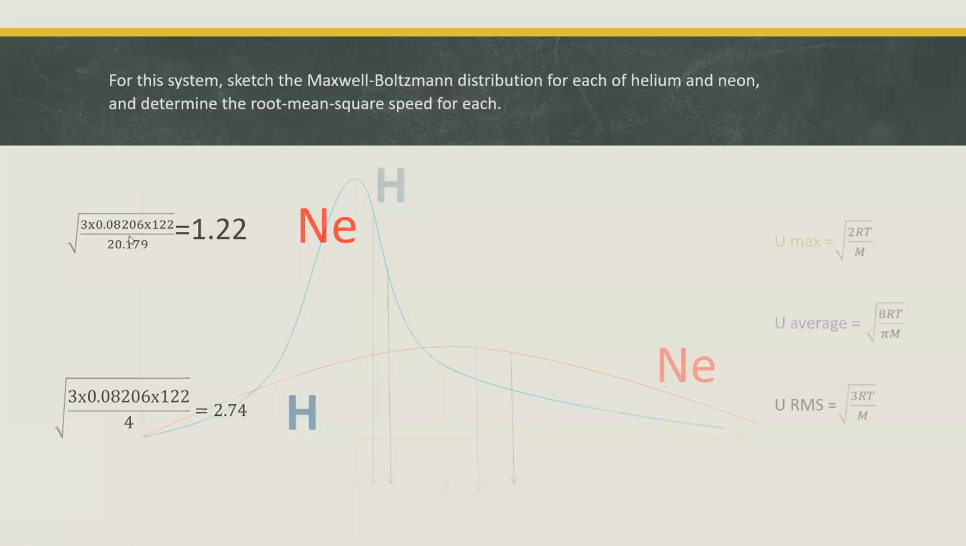The 3 is already there if you look here. The constant, and then we have the temperature, and then the MR, and then we get this number for the neon. And then we do the same thing with the helium, and we get 2.74. And that's it. That's the entire question. Hopefully everyone understood that. If there's any questions, let me know, and hopefully this helped.